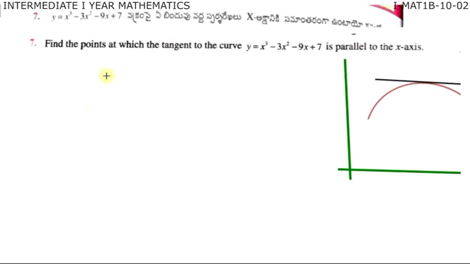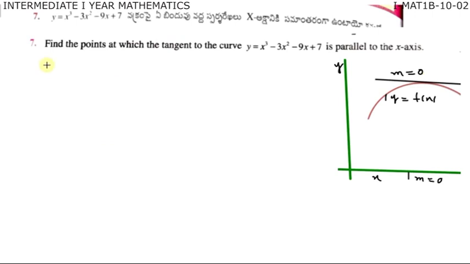Next problem, find the points at which the tangent to the curve y is equal to so and so curve is parallel to x axis. So this is y is equal to f of x. Rough diagram. Our tangent is parallel to x axis. So we know the slope of x axis is 0. Since tangent and x axis are parallel, therefore slope of the tangent is also 0.